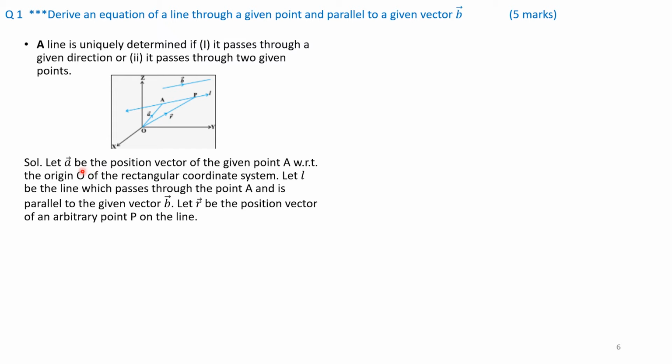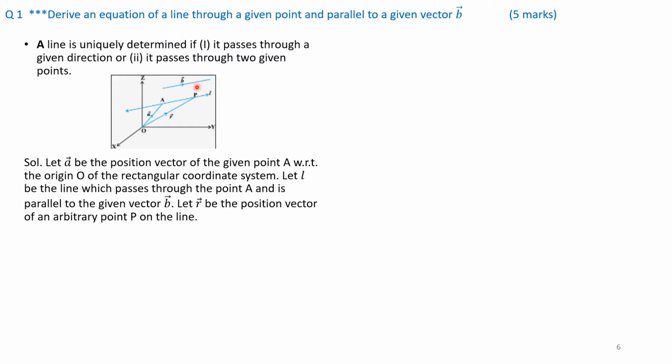Let A be the position vector of the given point. The given point is A. So vector A starts from O and terminates at A. A is a vector with respect to the origin of the rectangular coordinate system. Let l be the line which passes through the point A and is parallel to the given vector. The given vector is vector B, which is lying in space.